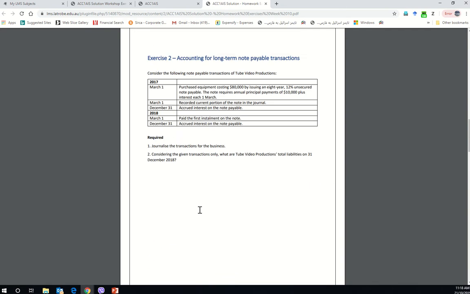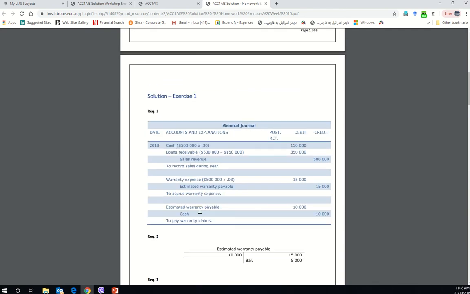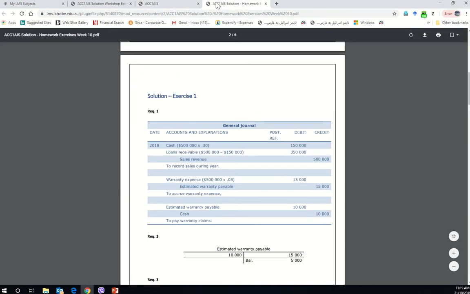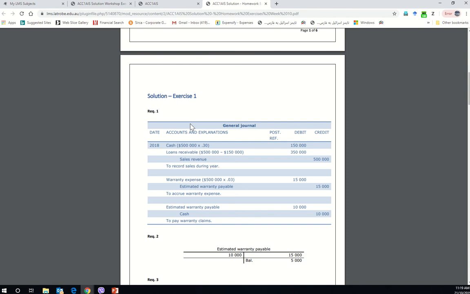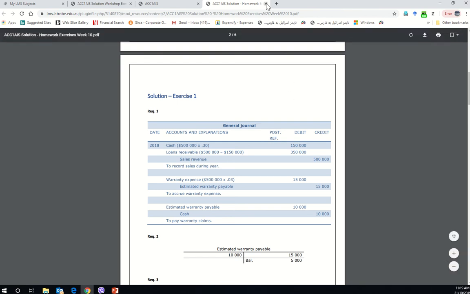Okay. Warranties was quite easy. Usually warranty is calculated based on sales revenue. So you need to calculate the sales revenue, and then warranty is a liability until it is paid as cash or discharged in any other way. Then your liability has been reduced. Okay. So 3 main issues: unsecured note payable, warranties, and recording repayment of the loan. All of them are quite important for the exam.